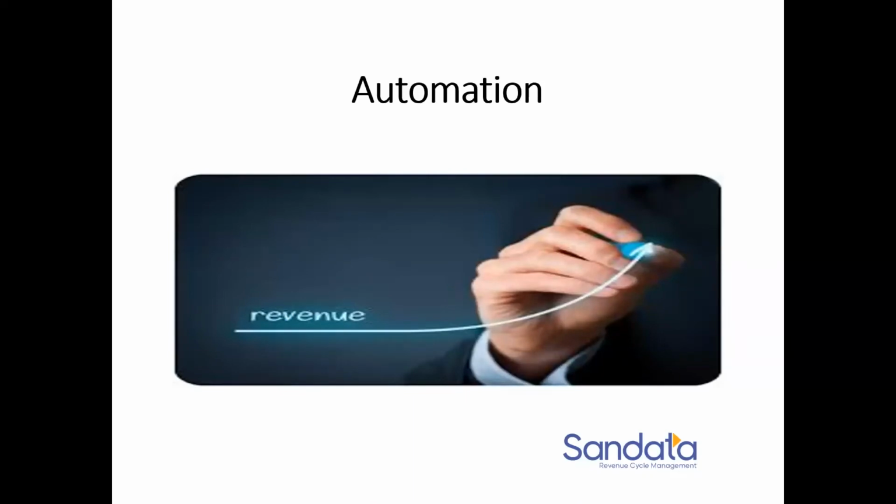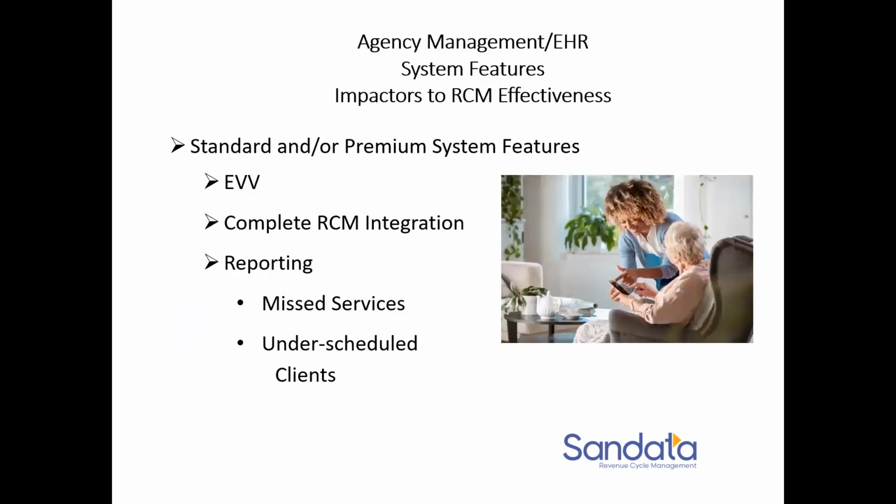Let's take a look a bit at automation. There are a lot of opportunities for automation. Certainly your agency management system is designed to automate the process. A good system will provide electronic visit verification and will integrate your revenue cycle management process. So your scheduling, your authorizations, all of that tracks into your electronic visit verification. So what's received from the field is bumped up against your schedules, which are already coordinated with your authorization.